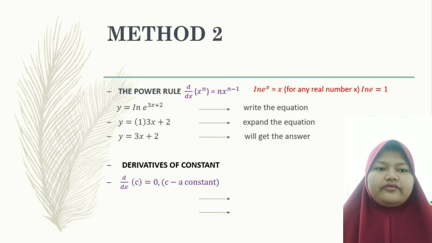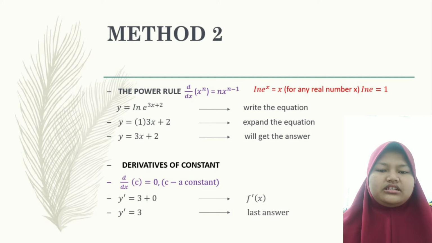For the derivative of constant, y prime: 3x we will get 3 and 2 we will get 0. So finally we will get y prime equal to 3. That's all from me. Thank you.